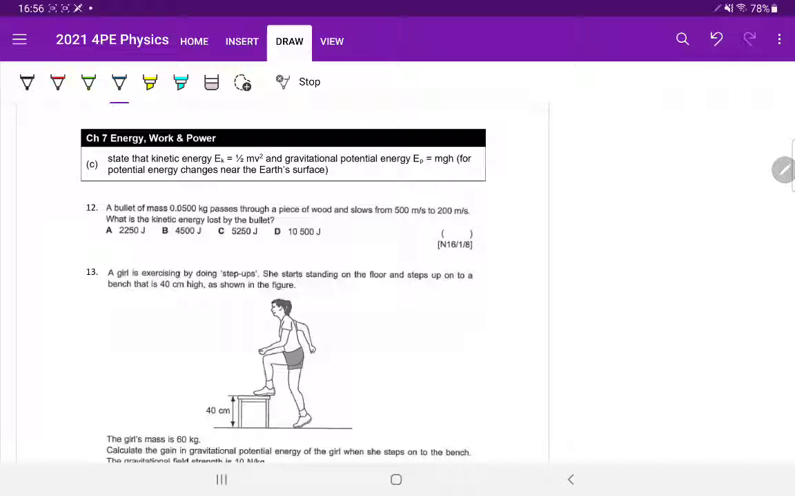Okay, next, out of all the energies, there are two energies that you need to be able to calculate in the combined science syllabus: kinetic energy and gravitational potential energy. Half mv squared for kinetic energy and mgh for gravitational potential energy. Again, this tells you a story, right?